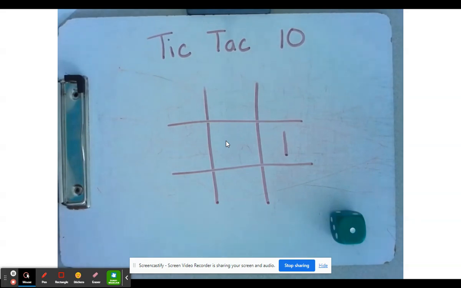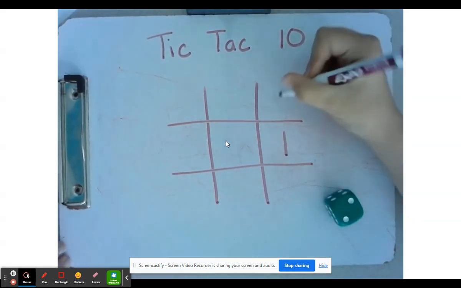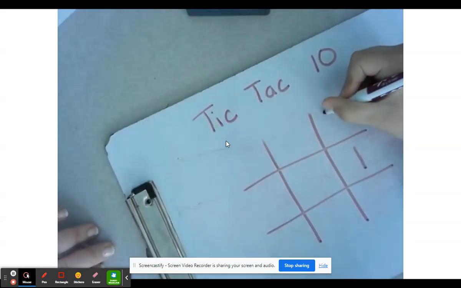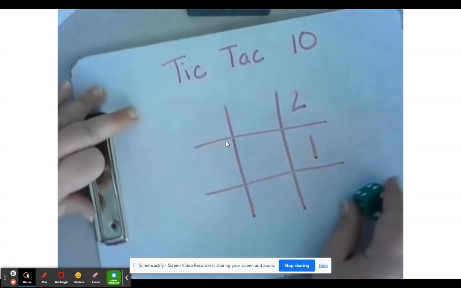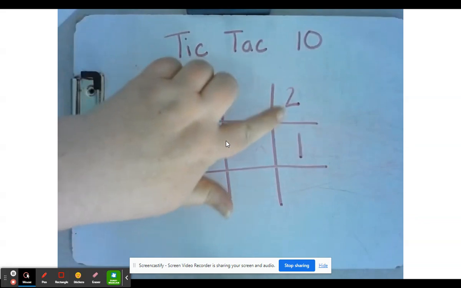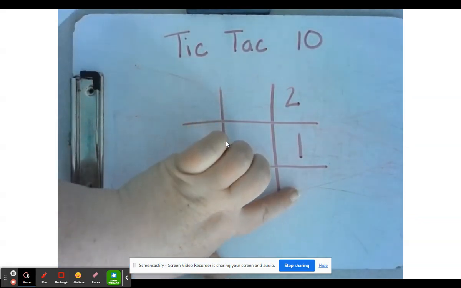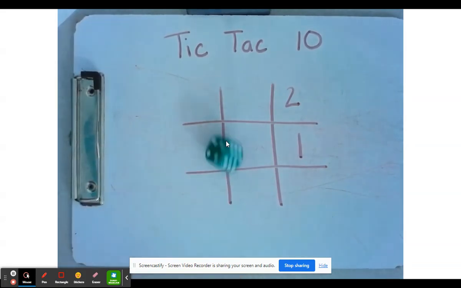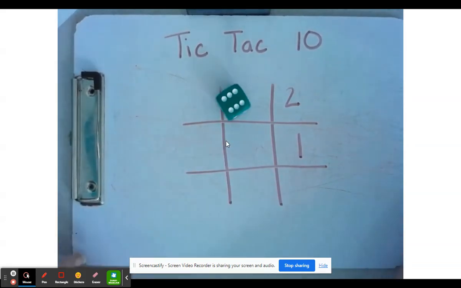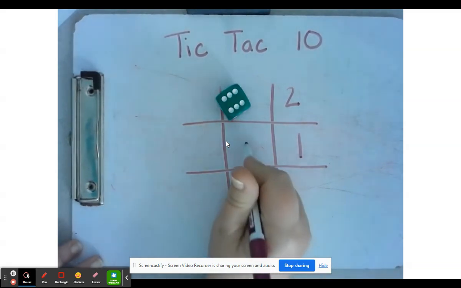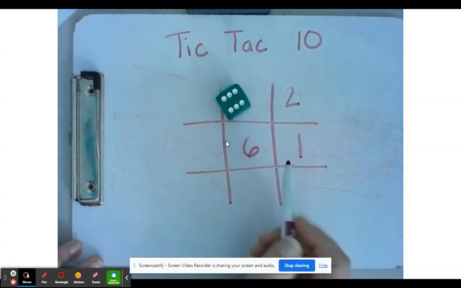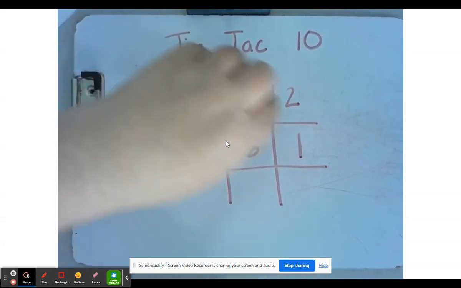Okay, your turn. Roll the dice. So now I've got a 2 and a 1 there, so that's 3. So I've got to think, what can I put here that would make 10? I could put a 7 there, and there's not a 7 on my dice, but I got a 6. So I'm going to put my 6 with my 1. So 6 and 1, I have 7 there. Just need 3. So I would need 3. Your turn.